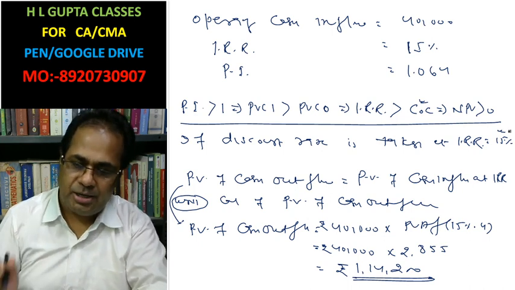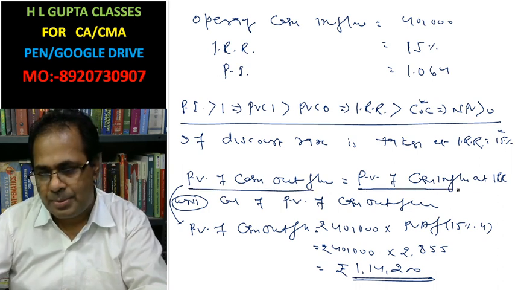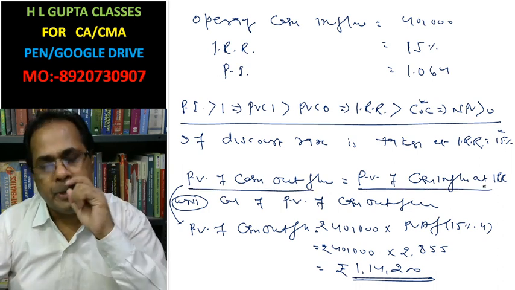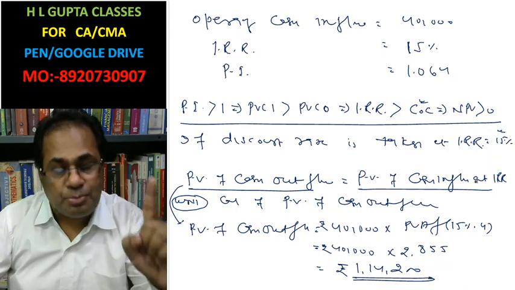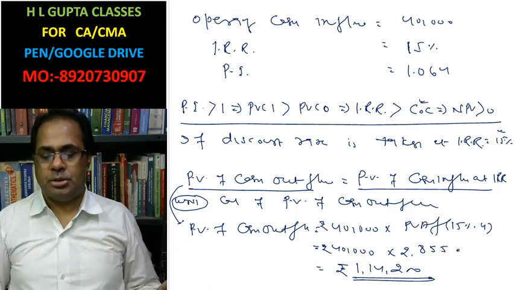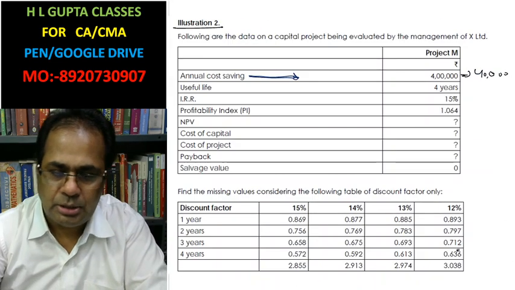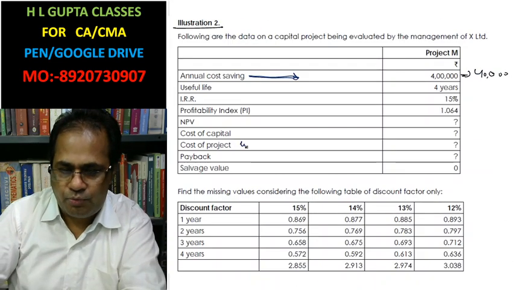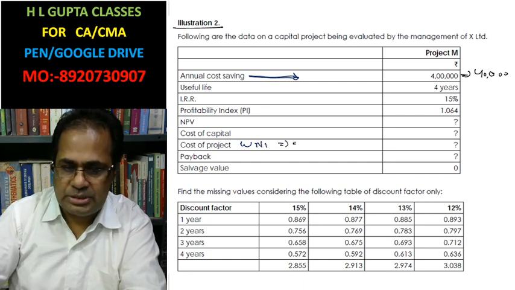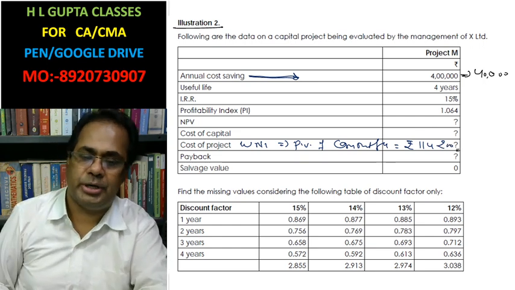Okay, here present value of cash outflow is equal to present value of cash inflow at IRR only. In this case cash inflow is discounted at the rate of IRR. So here present value of cash outflow is 1,14,200. This is the cost of project. Working note first. This is present value of cash outflow, rupees 1,14,200. This we have already calculated.